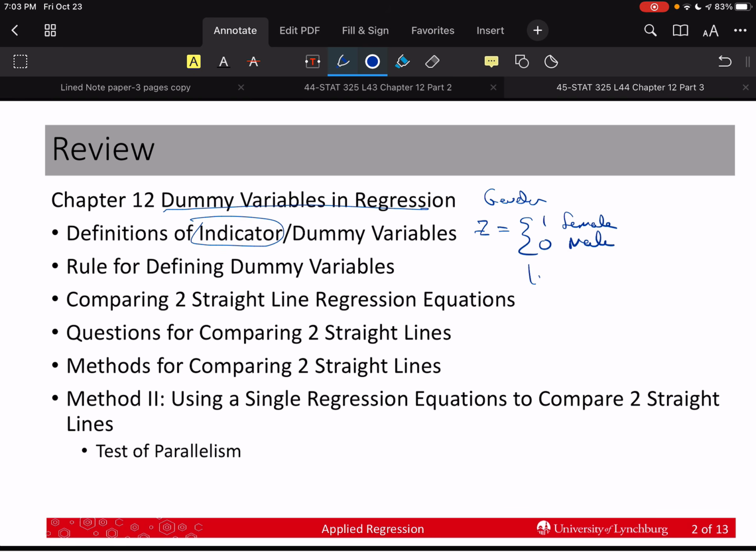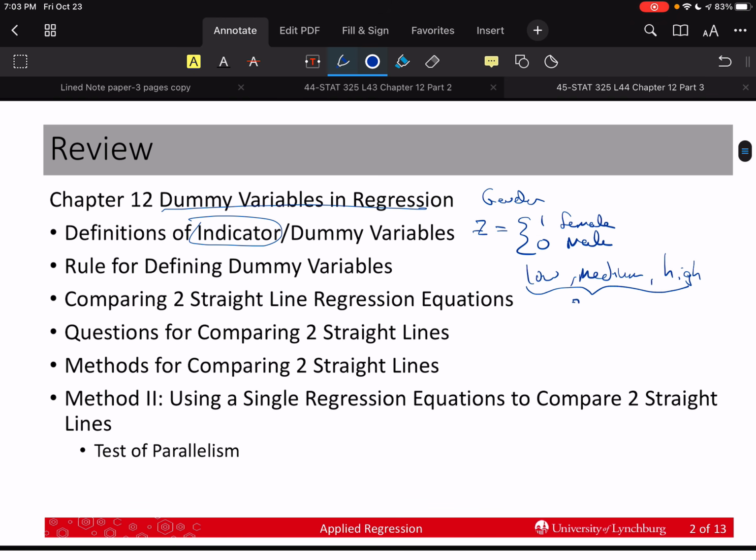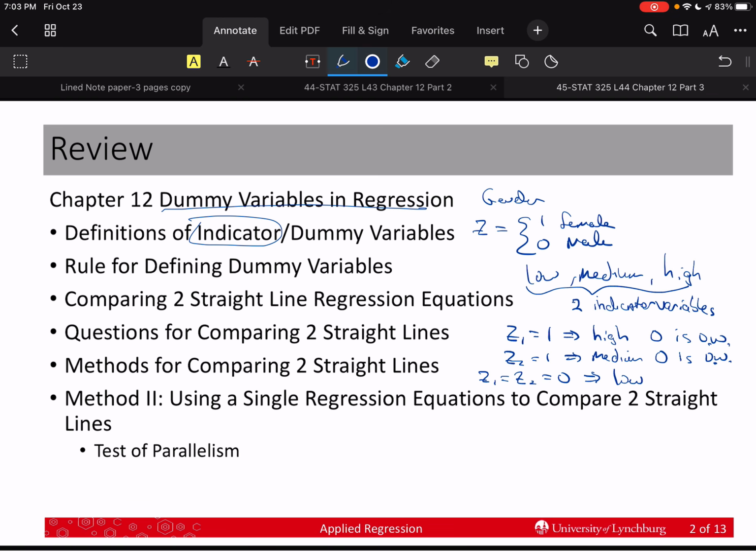If we have more than two levels, say low, medium, and high, then we cannot, for regression, have one indicator variable with all three levels. What we do is, if there are three of these, we come up with two indicator or dummy variables. Let's say z1 equals 1 implies high, 0 otherwise. z2 equals 1 implies medium, 0 otherwise. Then z1 equals z2 equals 0 implies low. And that's how we define indicator variables or dummy variables.